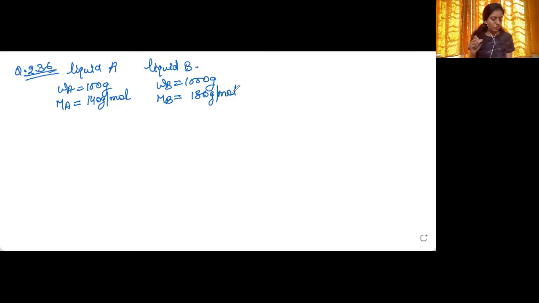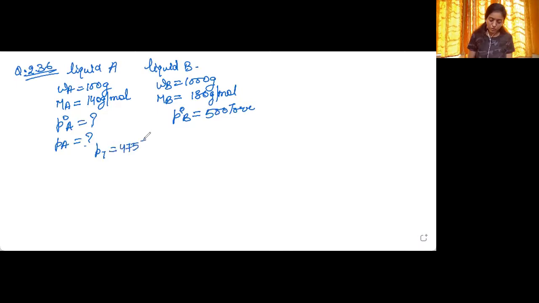The vapor pressure of pure B, that is P naught B, was found to be equal to 500 torr. Calculate the vapor pressure of pure liquid A. We need to find out P naught A and its vapor pressure in the solution, that is, we need to find out PA also, if the total vapor pressure of the solution, P total, is equal to 475 torr. Simple, it is a question of Raoult's law.